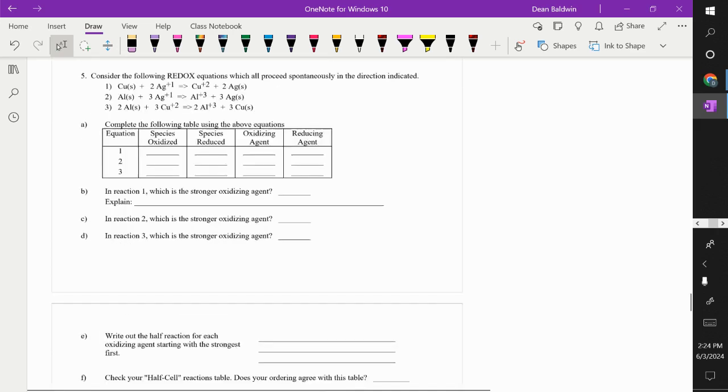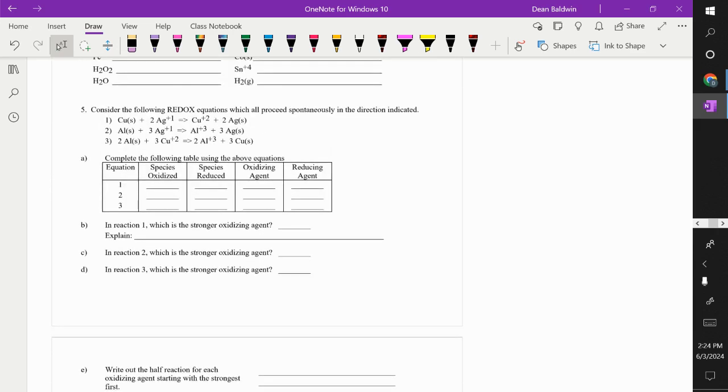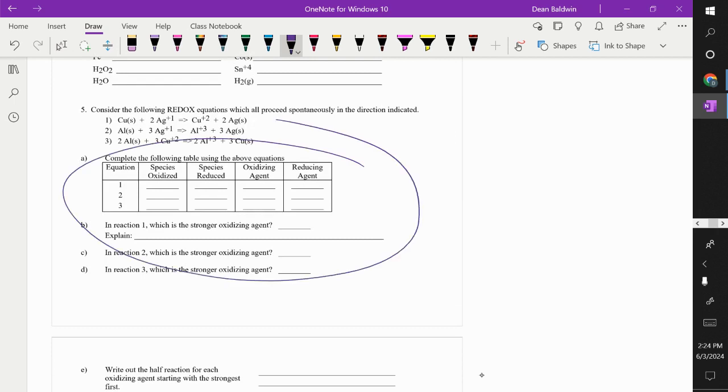This is the question I was talking about, Michaela. Things like this. Which of these will react? List them in the order of reducing agent, oxidizing agent, whatever. I could word it any way I wanted.